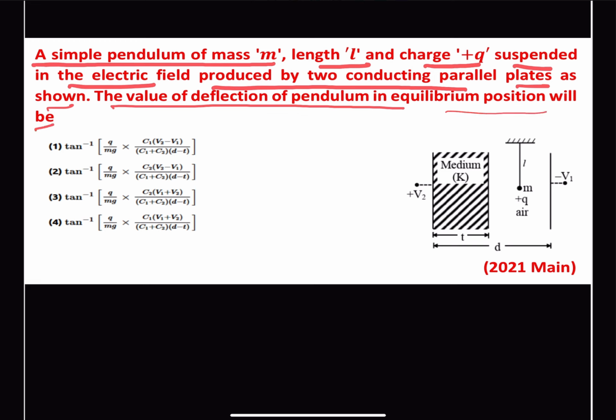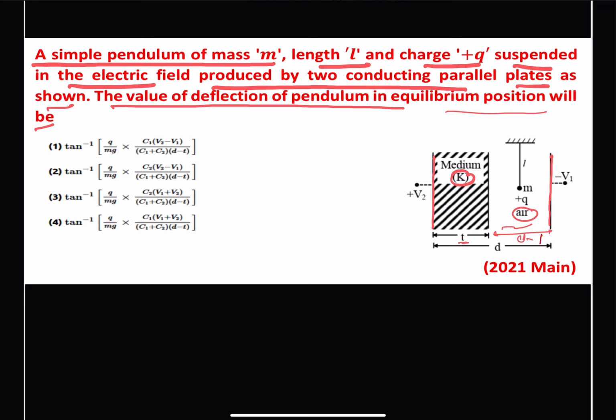Basic figure is given to us. So we have a parallel plate capacitor, and in thickness T we have a dielectric of constant K, and the other part, of thickness D minus T, is air.